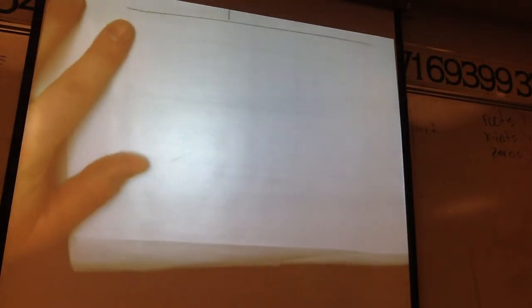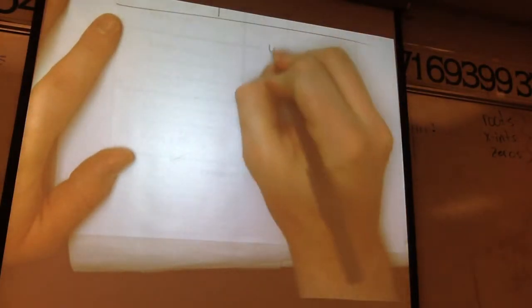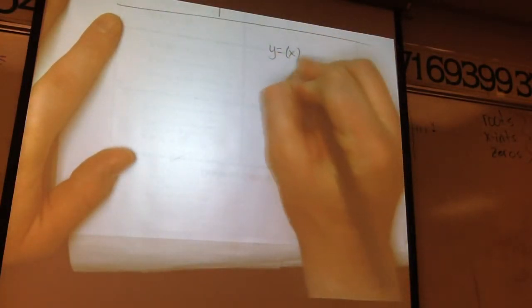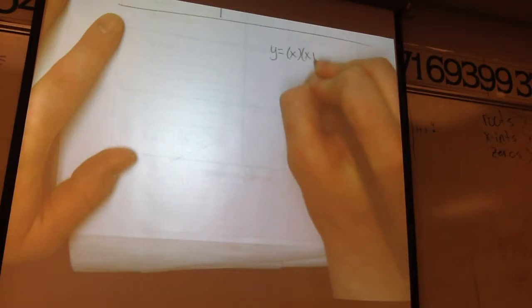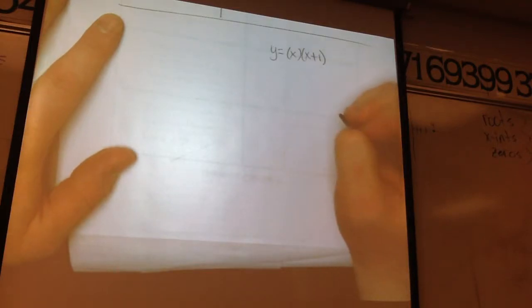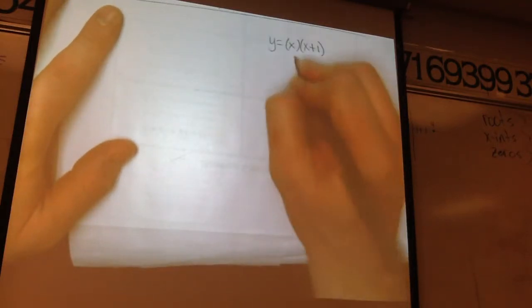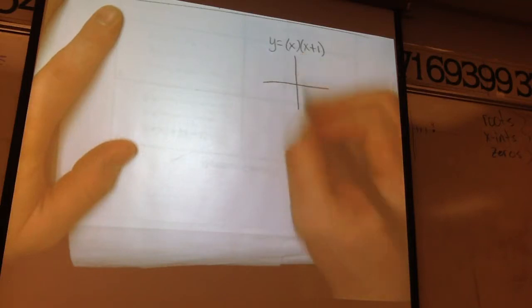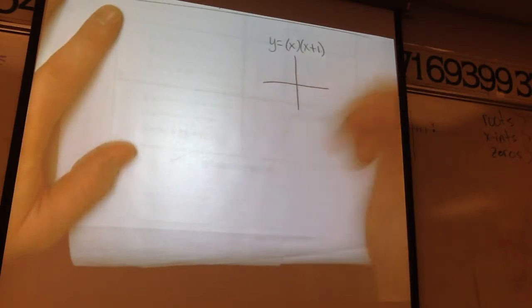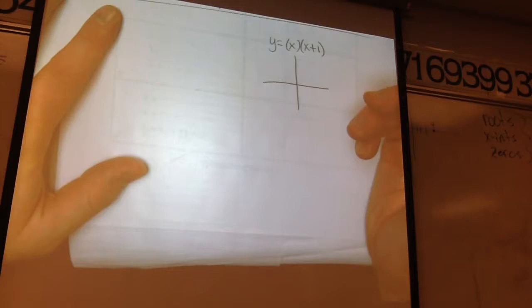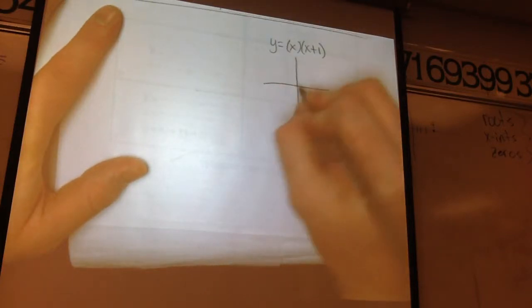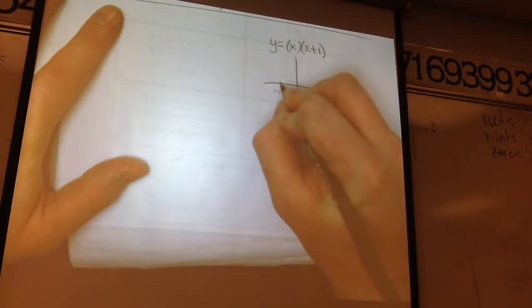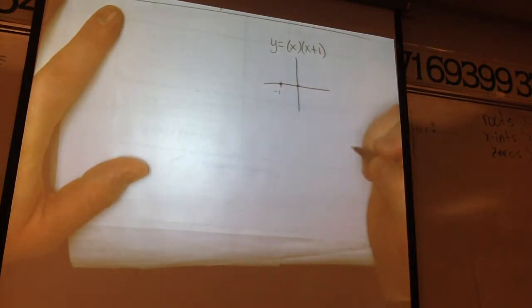No, there can be a vertical. Like y equals x times x plus 1. If that's your original, your x-intercepts would be what? Zero, one... -1 and the origin, 0, right?